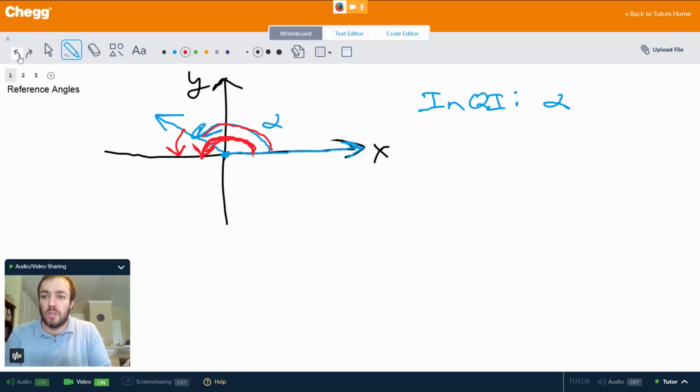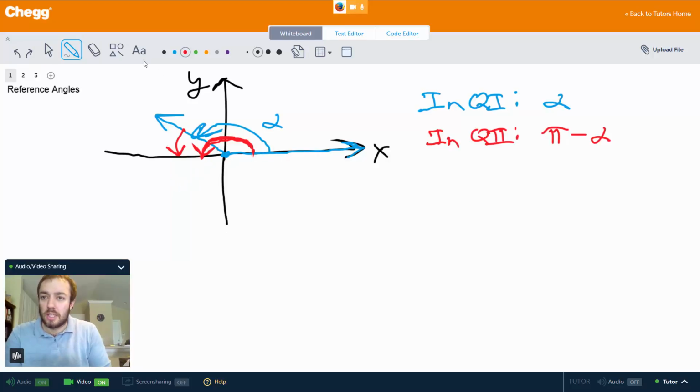So in quadrant 2, the reference angle is pi minus alpha, okay? So if this is alpha, this whole thing is pi, then this guy right here is going to be pi minus alpha. Okay, so again, pi for the whole thing, subtract off this piece right here, and what we have left is this piece. Okay, so what about in quadrant 3?